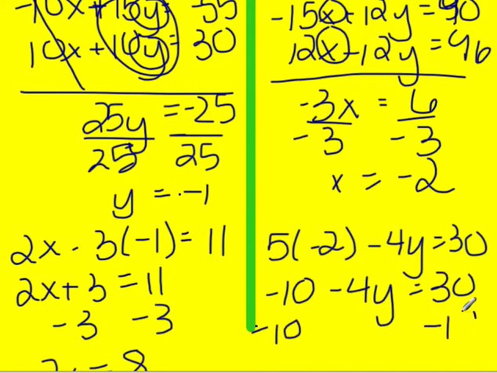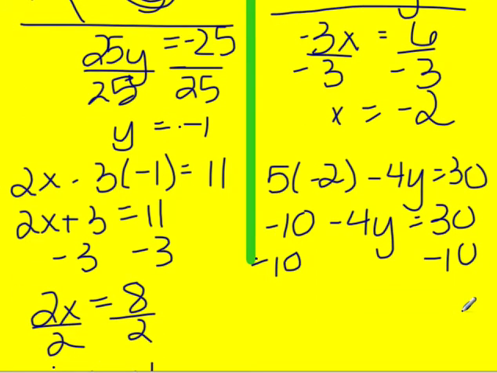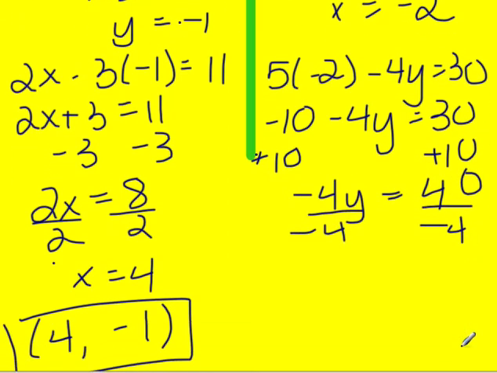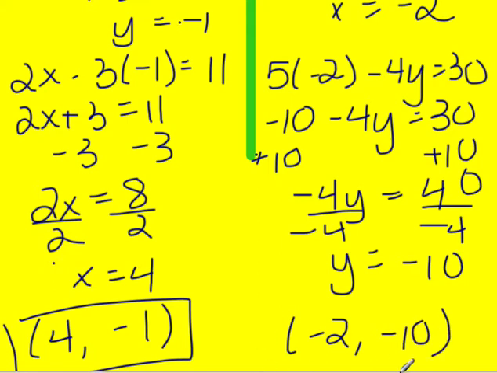Subtract 10 from both sides. Or add 10 to both sides since that's a negative 10, and I end up getting 40. Divide both sides by a negative 4, and I end up getting that y is equal to negative 10. So now I'm going to write that as a coordinate point. Negative 2, negative 10, and that is your final answer for number 4.